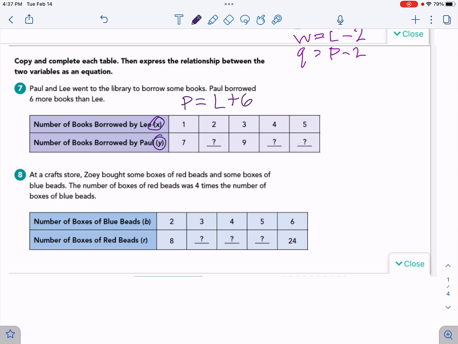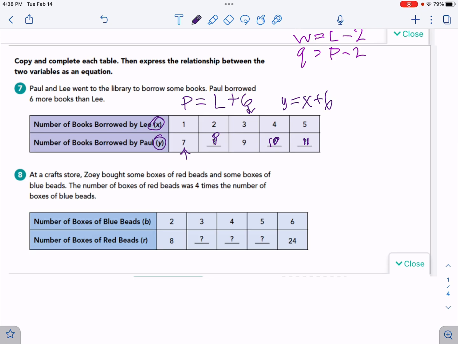If he borrows 1, well, then Paul is going to borrow 6 more than that, and that's 7. 1 plus 6 is 7. And here, if Lee borrows 2, then Paul is going to borrow 2 plus 6, which is 8. And 3 plus 6 would be 9, so this one's done. 4 plus 6 would be 10. And 5 plus 6 would be 11. Okay, so we see that to find out what Paul borrowed, we need to know how many Lee borrowed. So we can write this as y equals x plus 6.